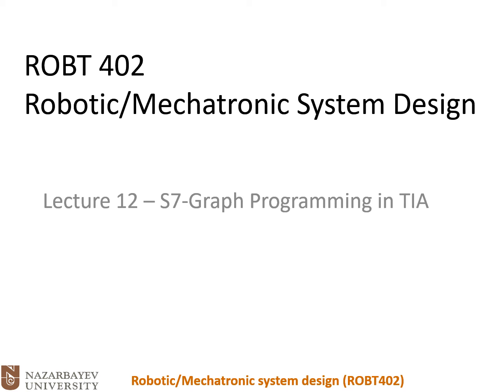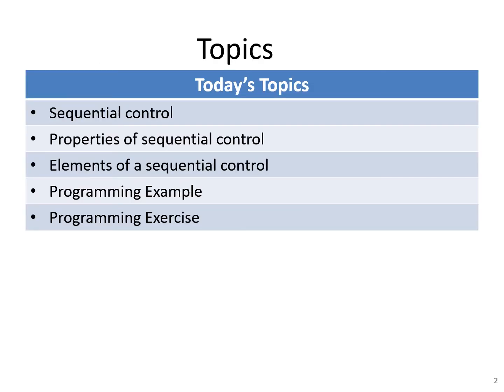Welcome back to ROBT402, Robotic Mechatronic System Design course, Lecture 12, S7, Graph Programming in TIA. Today's topics are as follows: sequential control, properties of sequential control, elements of a sequential control, programming example, and programming exercise.